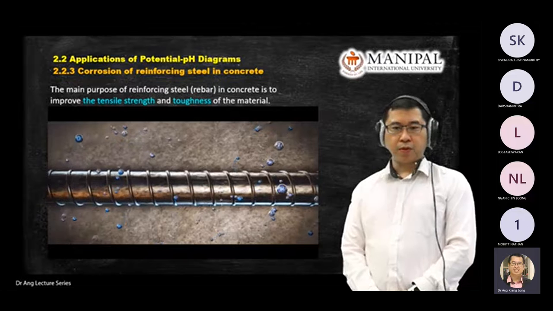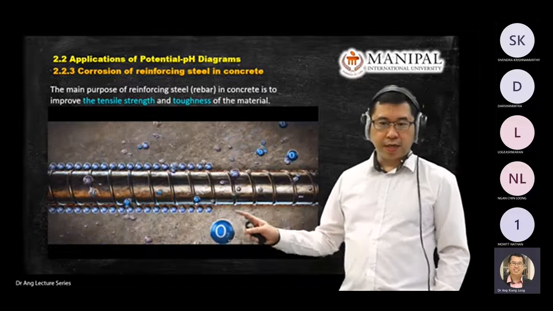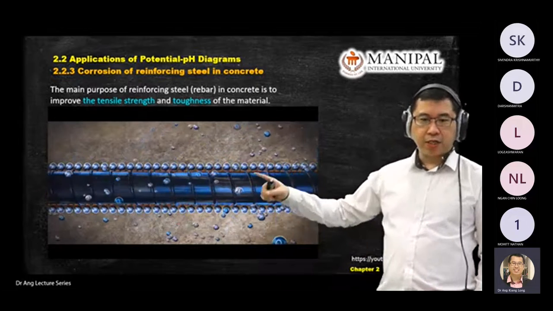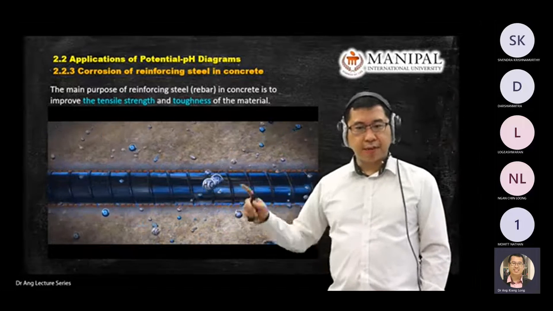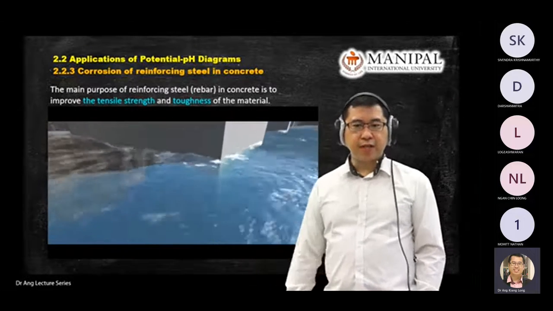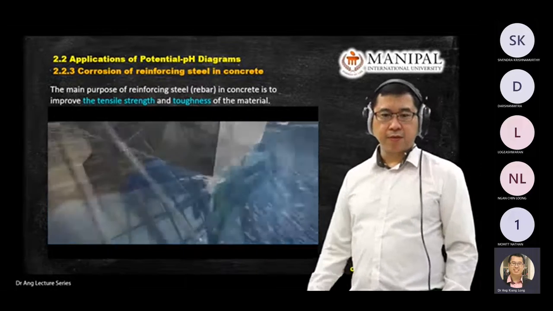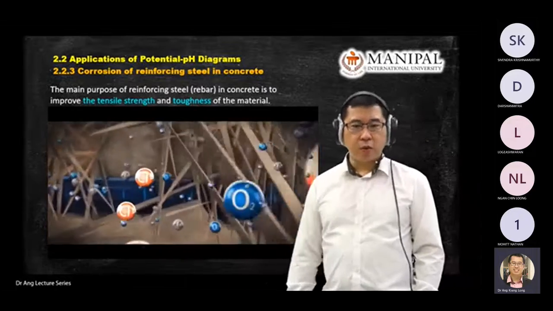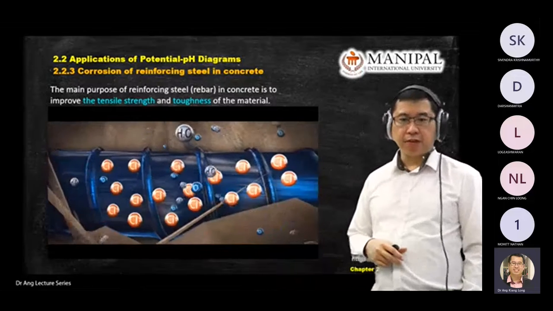So if you put reinforced steel inside concrete, then some chemical reactions will happen throughout. Sometimes there's some exchange of positive and negative charge on the surface. This is an animation of how corrosion happens in the reinforced steel.